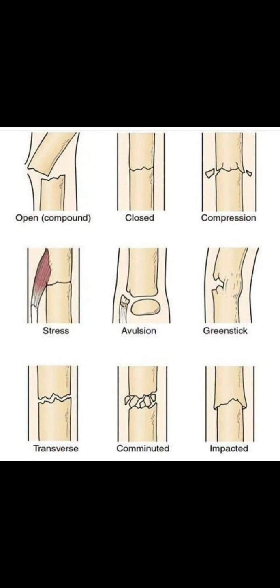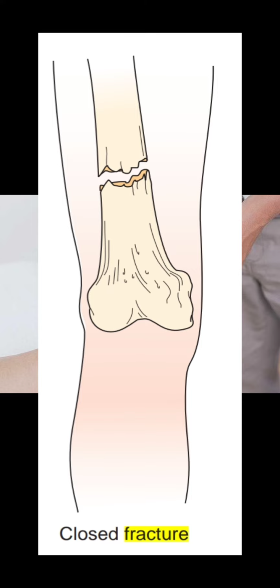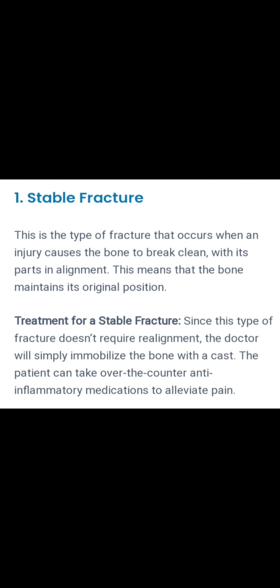So now I'm going to tell you about the types of fractures. Types of fractures can occur in almost any bone in the body and are classified in the following manner. Actually, there are about 10 types, but now I'm going to tell you about 5 types. So the first type is called a closed fracture or stable fracture. The bone is broken, but the broken ends do not protrude through the overlying skin.